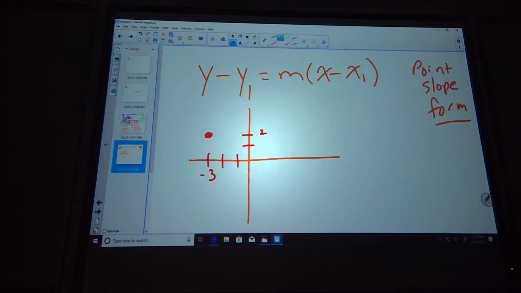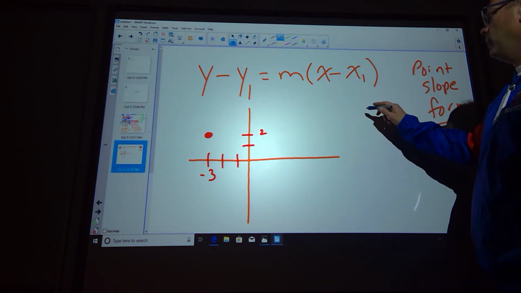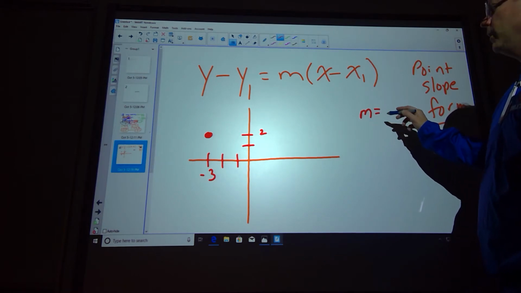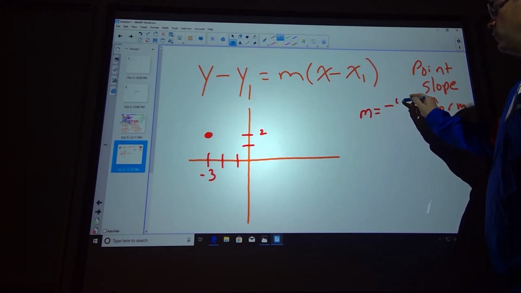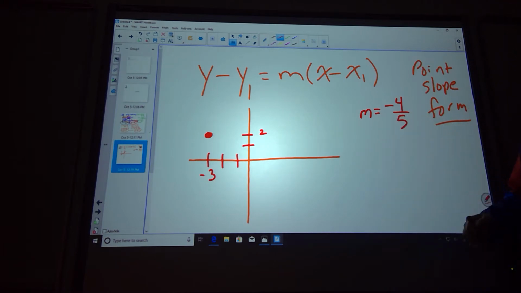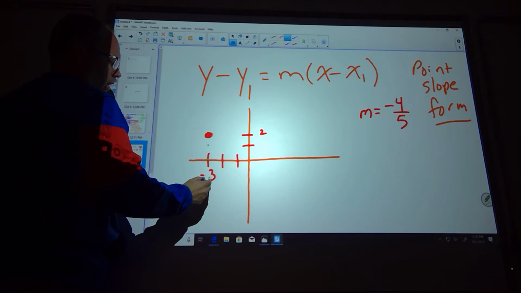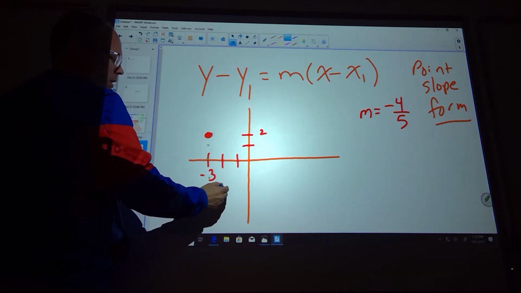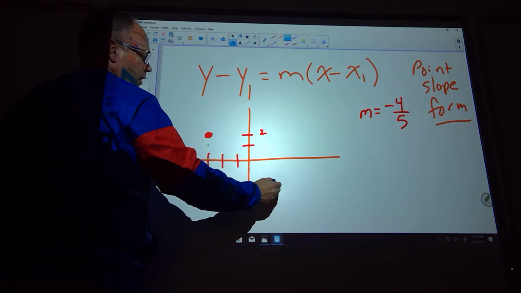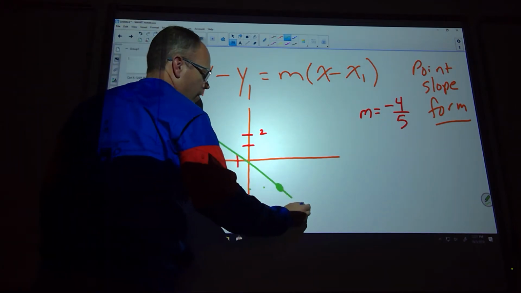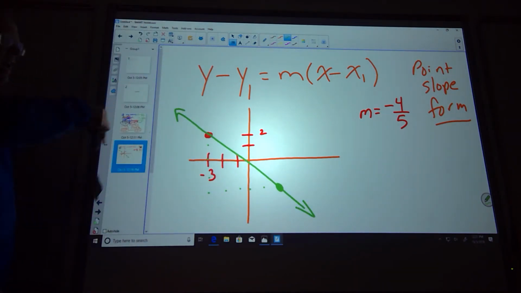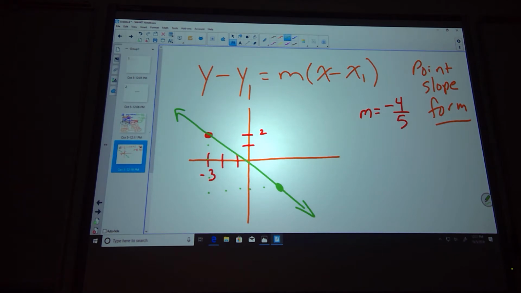Good so far? But then let's say we also know that we had a slope of -4 over 5. So from that point, I'm going to go down 4, and then to the right 5. I'm going to go down 1, 2, 3, 4, and then right 5: 2, 3, 4. If I had given you that point and that slope, that's what it would look like graphically.